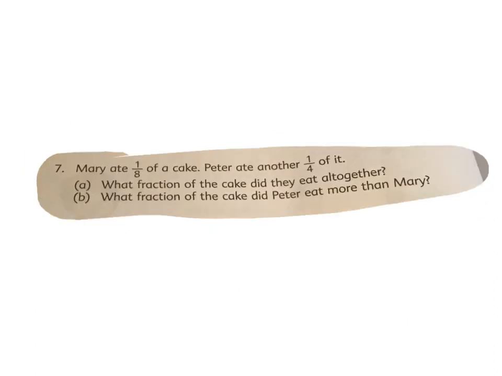All right, next one before you go on and work on your own. Actually, there's 2 more. Mary ate 1/8 of a cake. Peter ate another 1/4 of it. So there's 2 parts. What fraction of the cake did they eat all together? So we're going to be adding that. What fraction of the cake did Peter eat more than Mary? In the next one, we are going to be subtracting. So let's add them first.